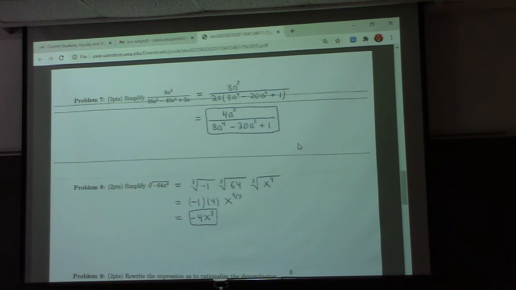No, I just did 8a cubed, and then I divided by the 40a cubed, and then you get 5. Oh, you get 1 over. Yeah, we can't do that. But technically, it's not wrong.